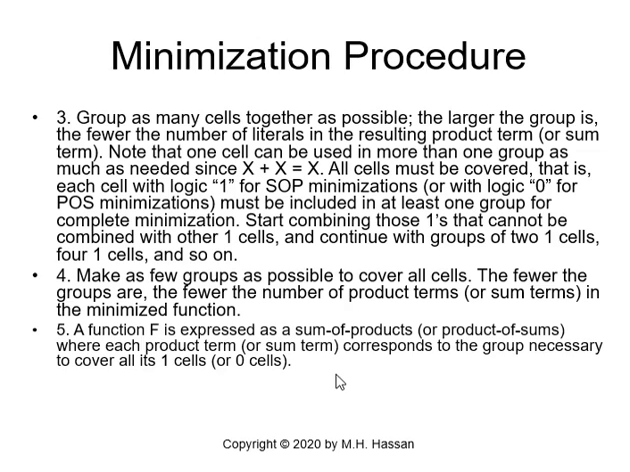All cells must be covered, that is, each cell with logic 1 for the sum of products minimization, or with logic 0 for the product of sums minimization, must be included in at least one group for complete minimization. We start combining those ones that cannot be combined with other one cells, and continue with groups of two one cells, and so on. Number 4, make as few groups as possible to cover all cells. The fewer the groups are, the fewer the number of product terms or sum terms in the minimized function.